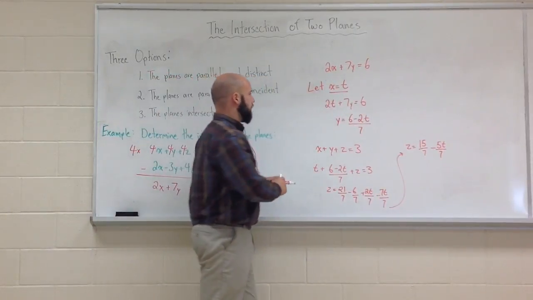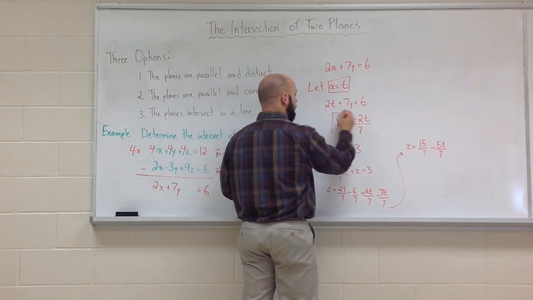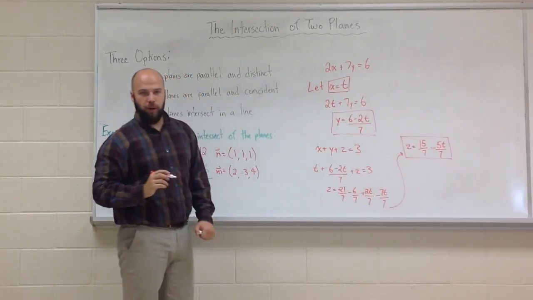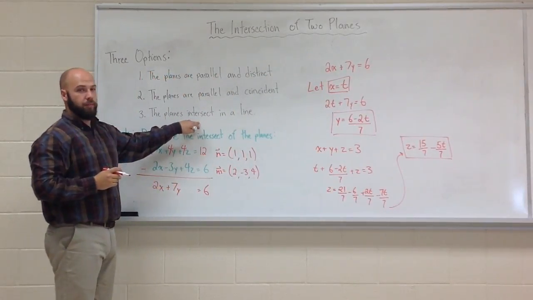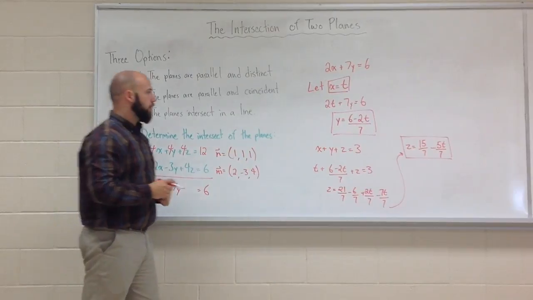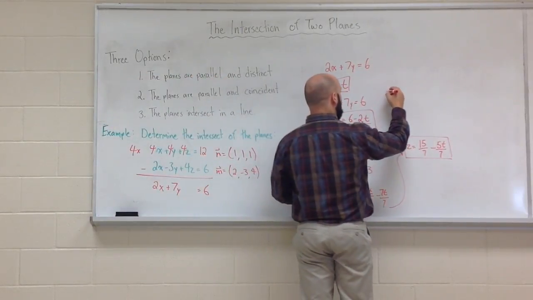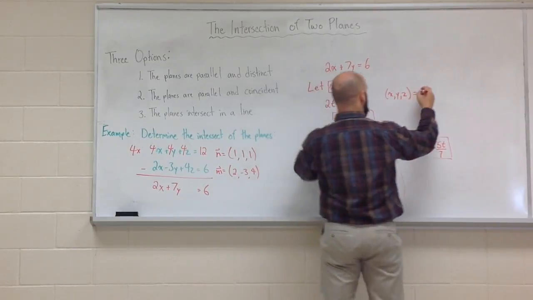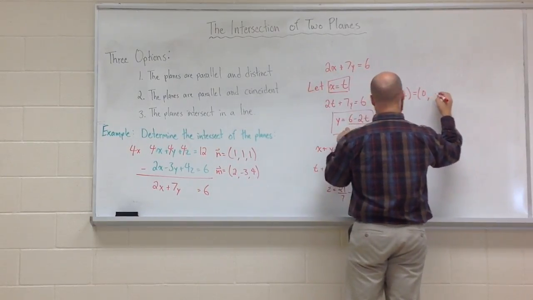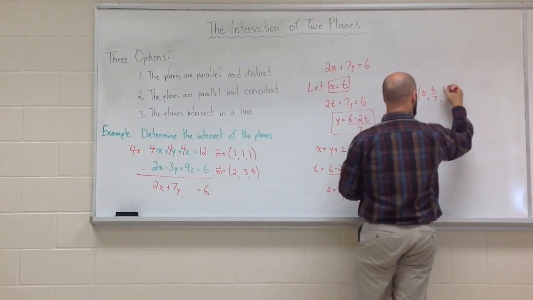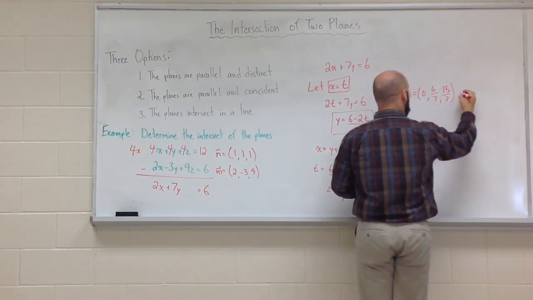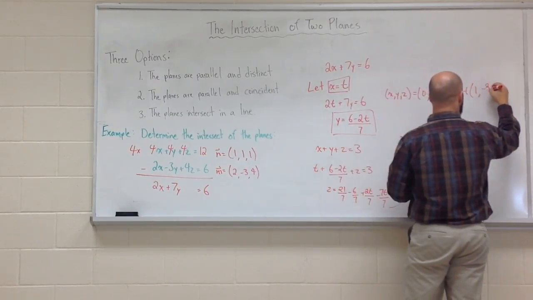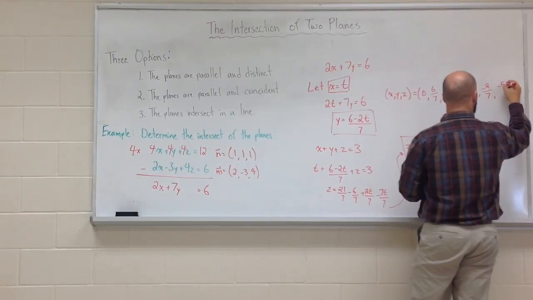These x, y, and z are our parametric equations for the line of intersection. If we were to plug that into our vector equation, we can write this line as x, y, z equals 0, 6 over 7, 15 over 7, plus t times 1, negative 2 over 7, negative 5 over 7.